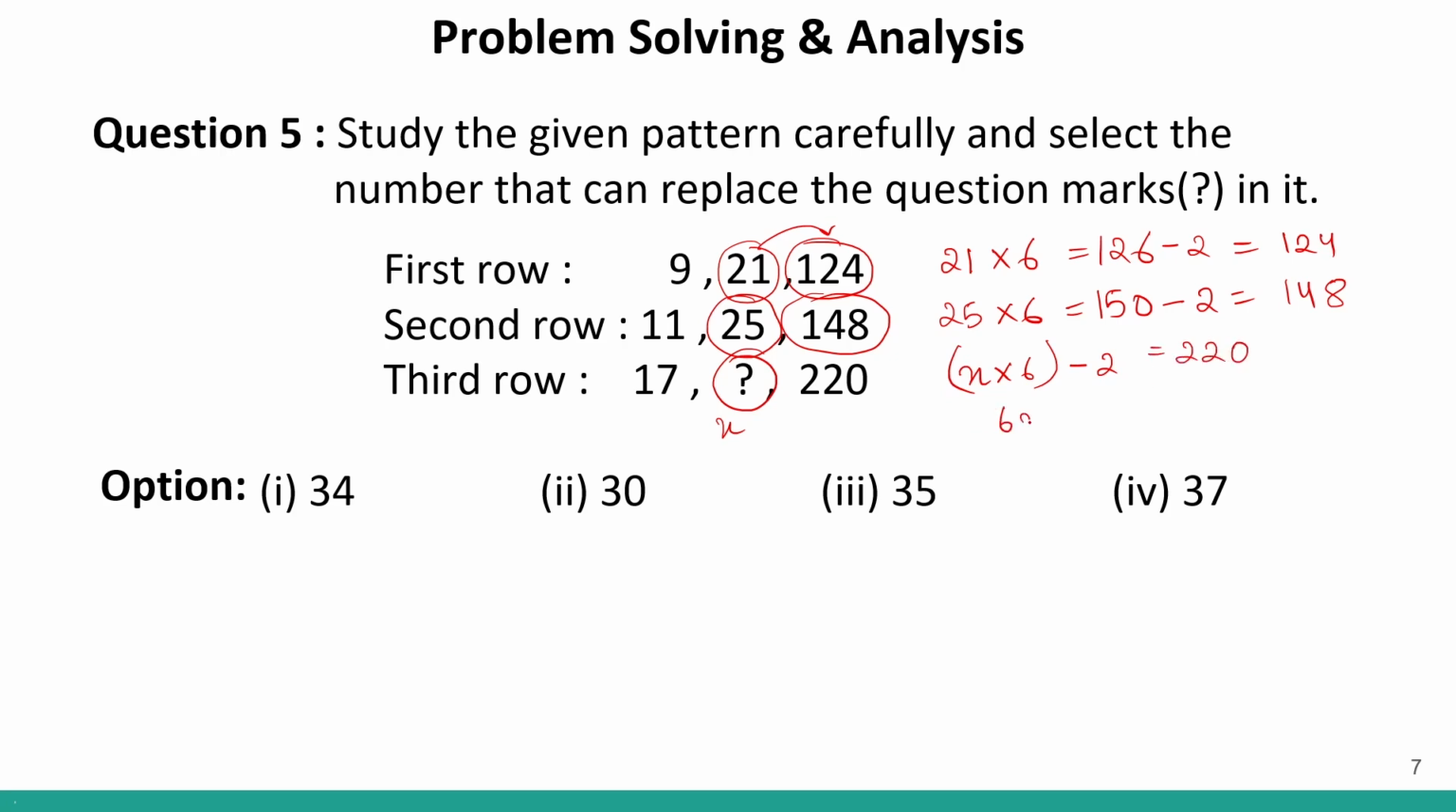So 6x will be 220 plus 2, which is 222. So x will be 222 divided by 6. That will be 37. So over here x is 37. Now we have found the missing term. We also have 37 in the options.